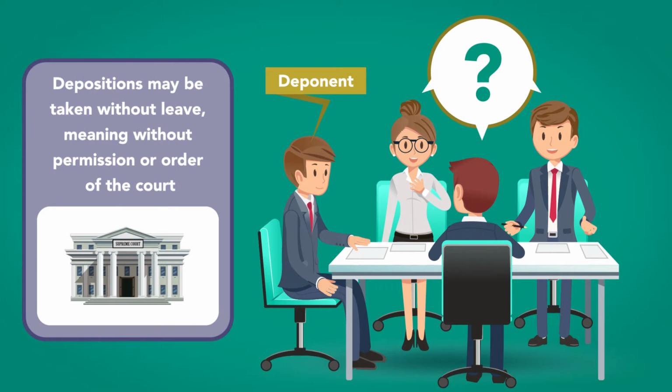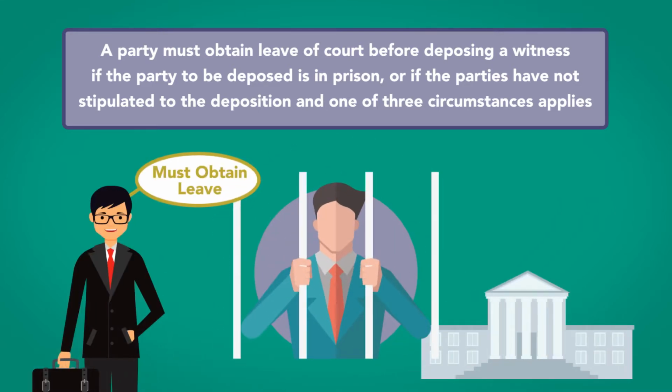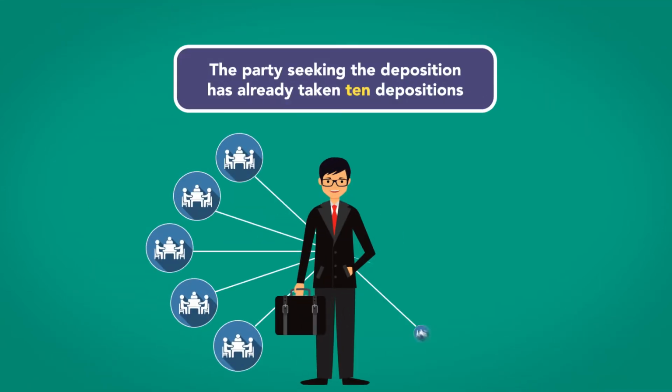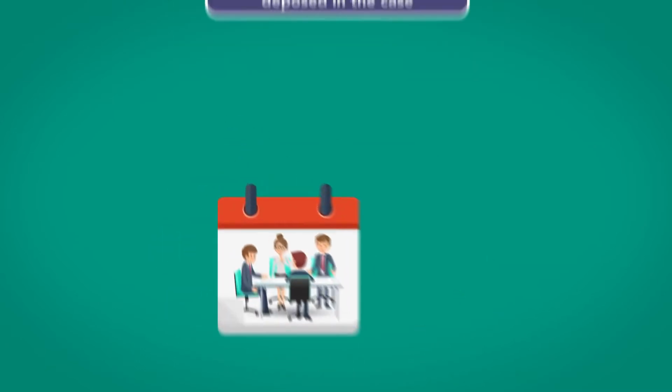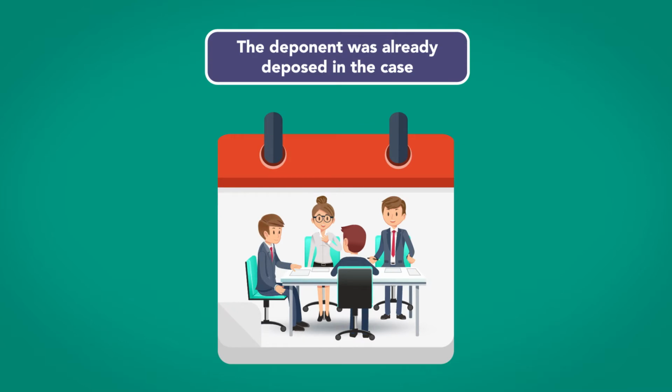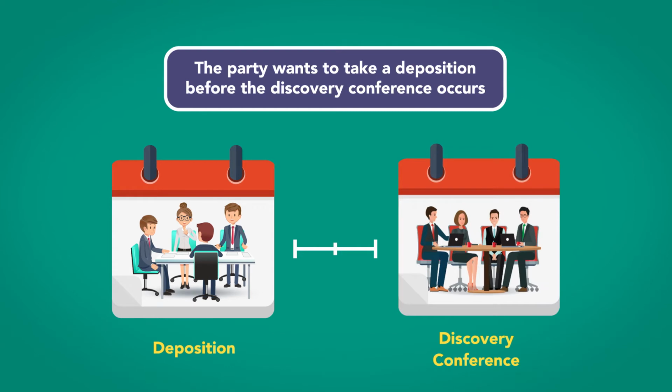Depositions may be taken without leave, meaning without permission or order of the court. However, there are exceptions. A party must obtain leave of court before deposing a witness if the party to be deposed is in prison, or if the parties have not stipulated to the deposition and one of 3 circumstances applies. The party seeking the deposition has already taken 10 depositions. The deponent was already deposed in the case, or the party wants to take a deposition before the discovery conference occurs.